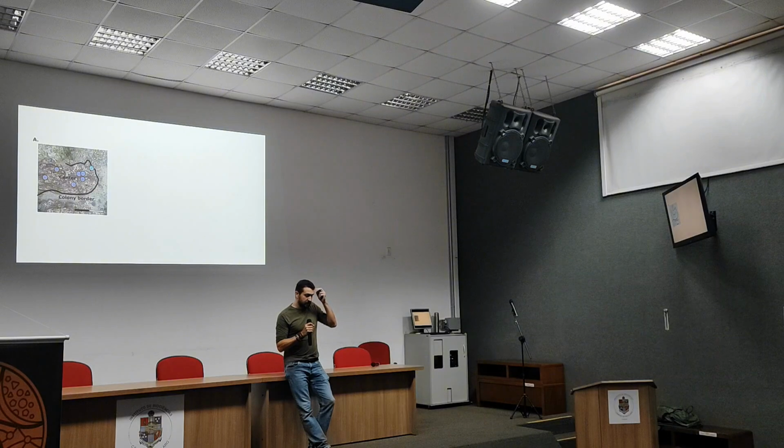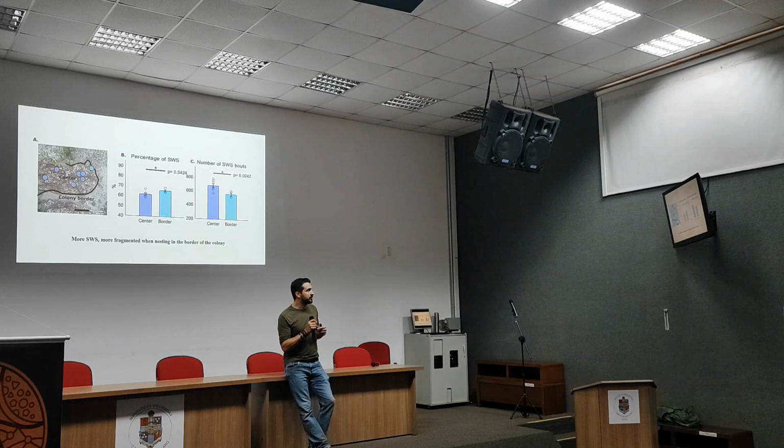Another thing that we analyzed in the data was that we compared the animals that were sleeping on the border and the animals that were sleeping in the center, just like for the ducks. And we found a slight increase in the percentage of slow wave sleep for the animals that were sleeping on the border, and a decrease in the number of bouts, suggesting that animals on the border were sleeping less fragmented and more, which is counterintuitive compared to what we expect. We are expecting the more exposed animal to sleep less and maybe more fragmented. And we found the other way.